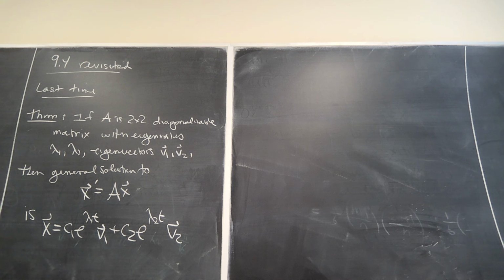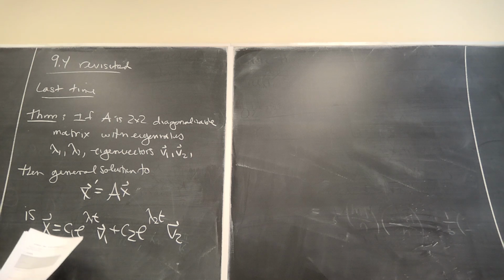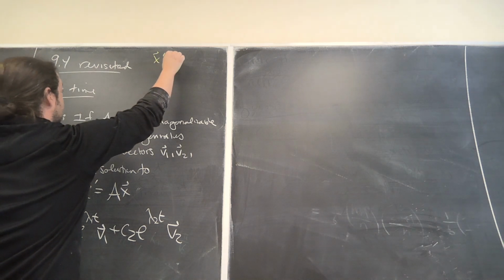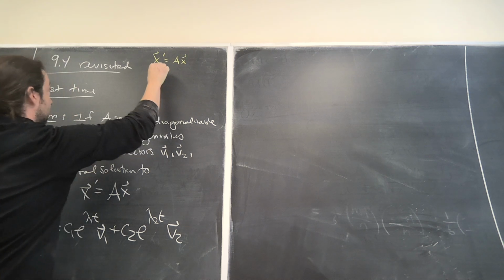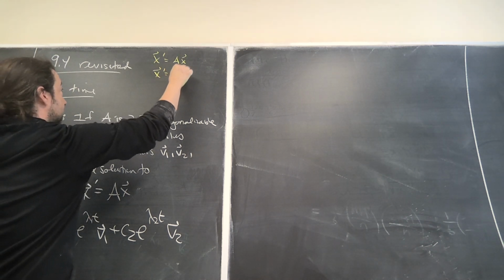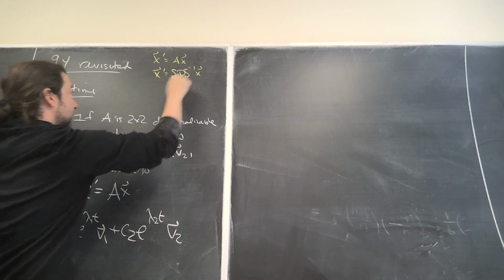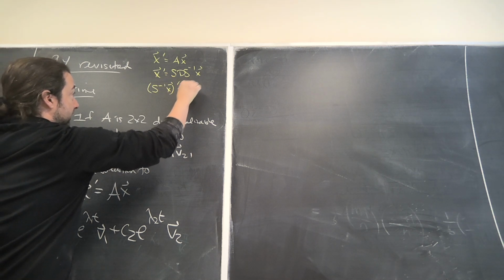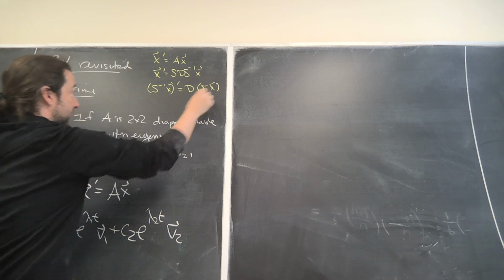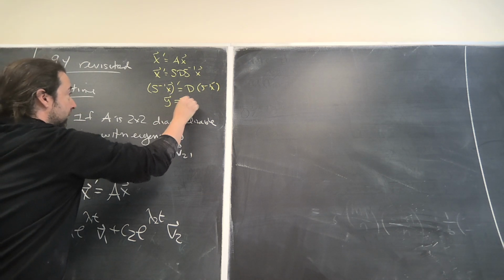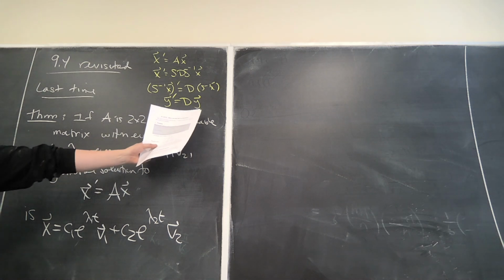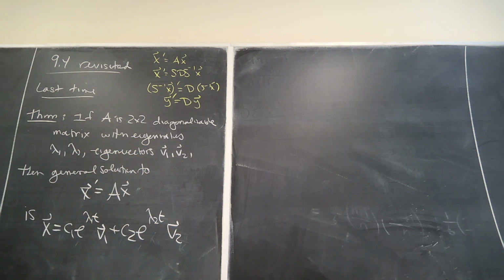So if you recall, the way that we extracted this information algebraically was we started with something like x prime is equal to Ax, and then I noted that you could write this as S D S inverse x, and then there was this step, D S inverse x, and then we did a substitution where y prime was equal to Dy, and we could just observe the solutions to this. The point is, you don't need to do any of that.